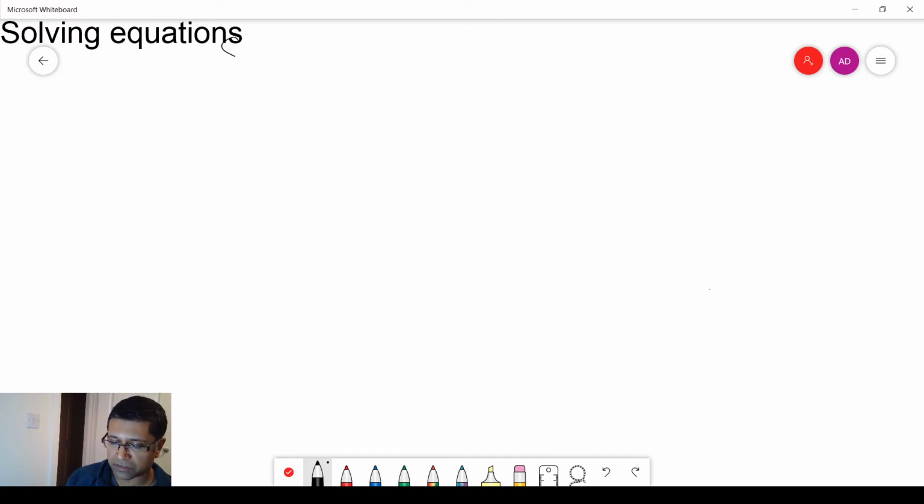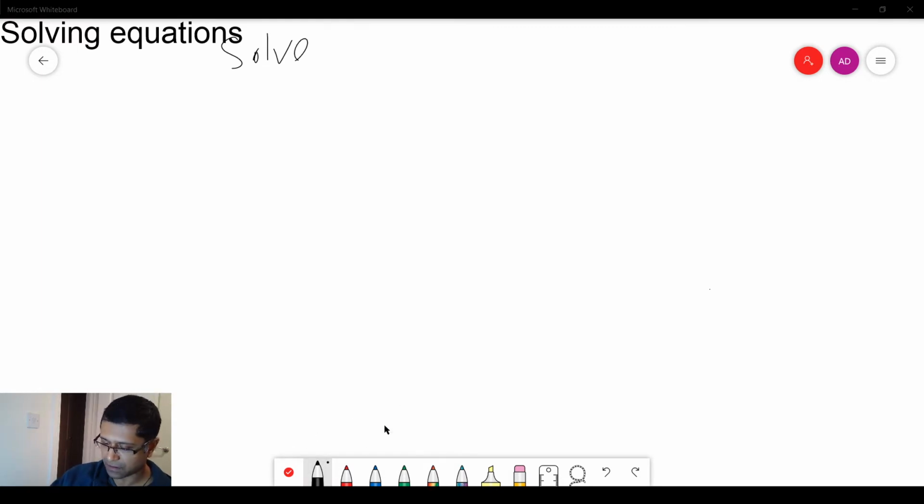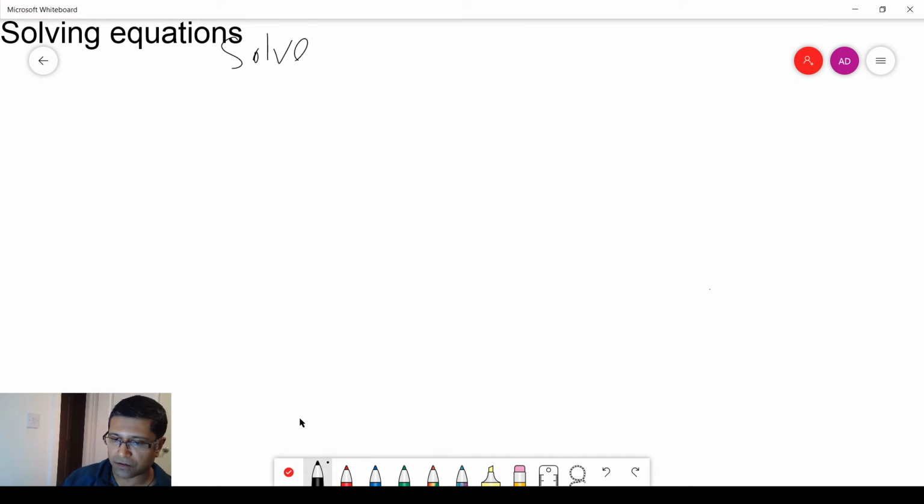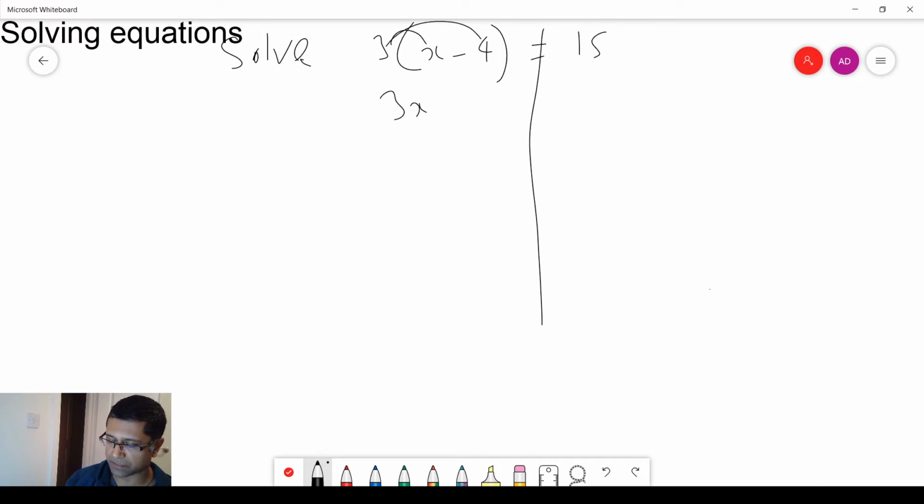Right, this time we're going to solve something with a bracket in it. Whenever you see a bracket, make sure you expand it. So 3 times x is 3x, 3 times -4 is -12.